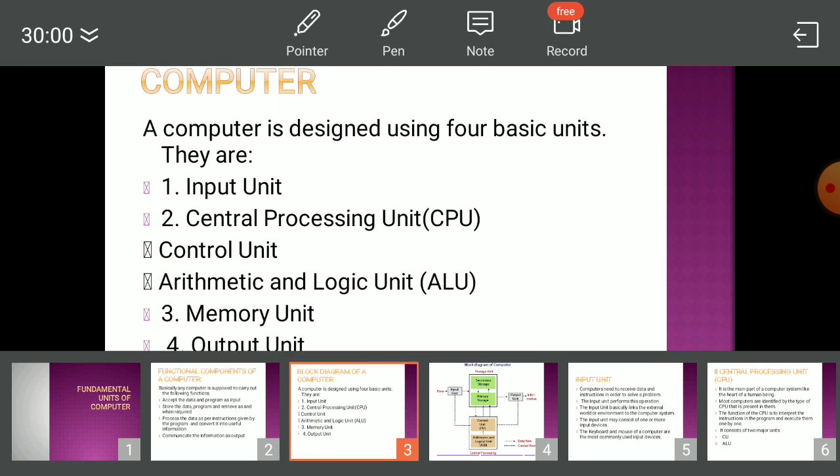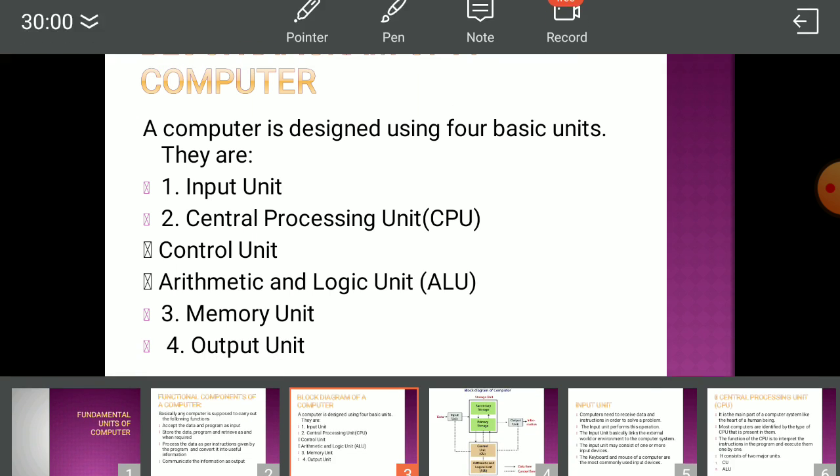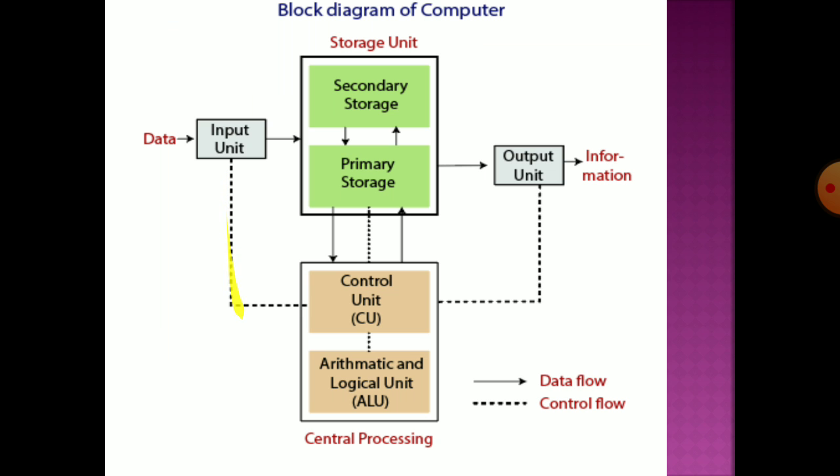Done. So here the control can be sent anyway, so there is no arrow mark. Fine. That point you have to remember. So this is about your block diagram of computer, which I had explained in general. Now we'll study in detail each unit.